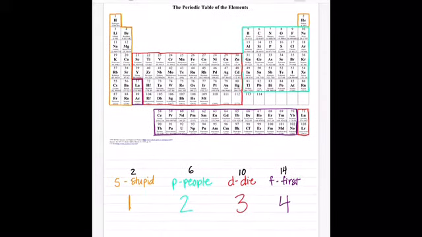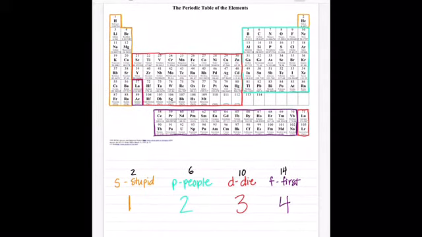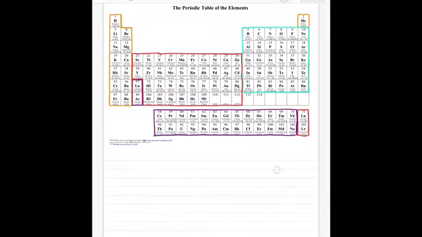So now that we got our SPDF, our north, south, east, and west for our latitude and longitude, let's go ahead and do this for an element. Let's go ahead and write these latitude and longitudes for an element. So I'm hoping by now you have written this down. I'm going to go ahead and erase this so I have room to do problems and still be able to see this periodic table.